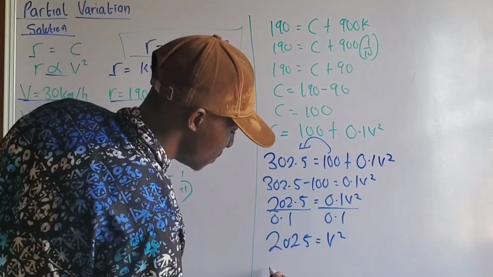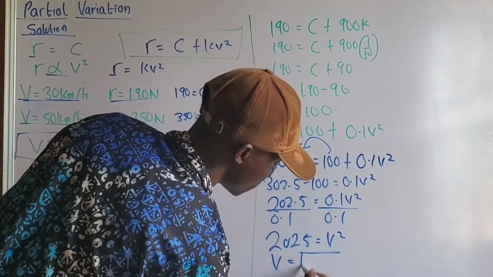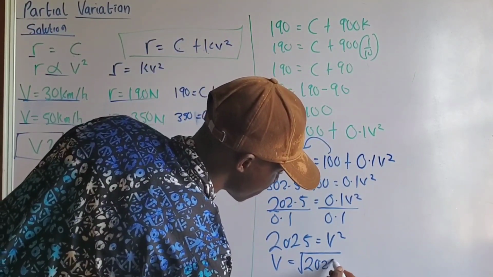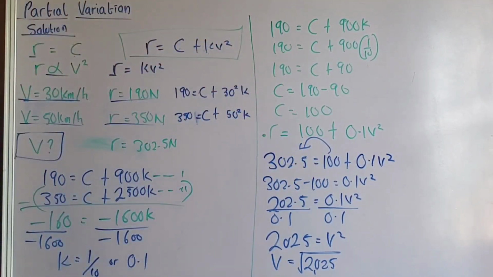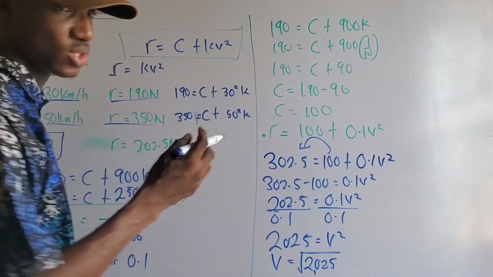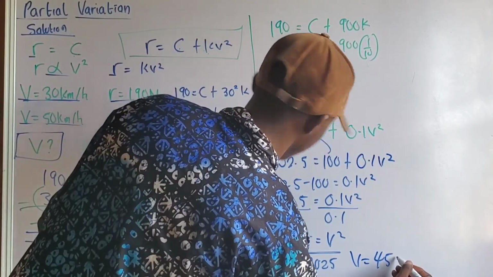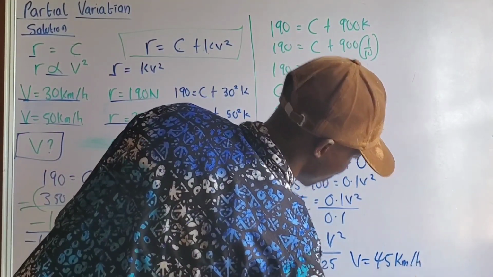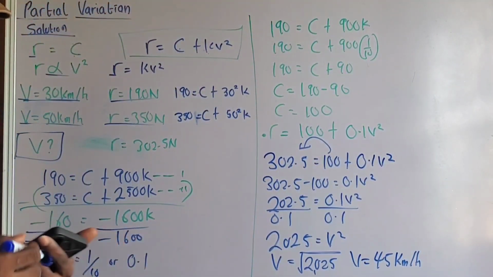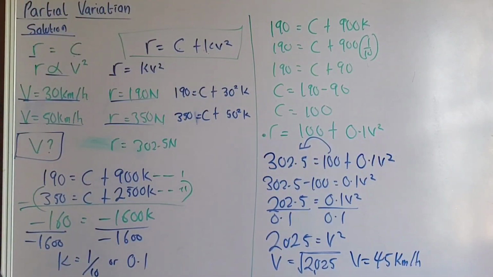Okay, to get the value of v, take the square root of both sides. So I'm going to have v equals the square root of 2025, which is equal to 45. So now the value of v, don't forget the units, okay? The value of v is equal to 45 kilometers per hour. Do you understand? Okay, so that is the solution to both partial variation questions. So if you come across this in your exam, I'm very sure you'll be able to solve it.